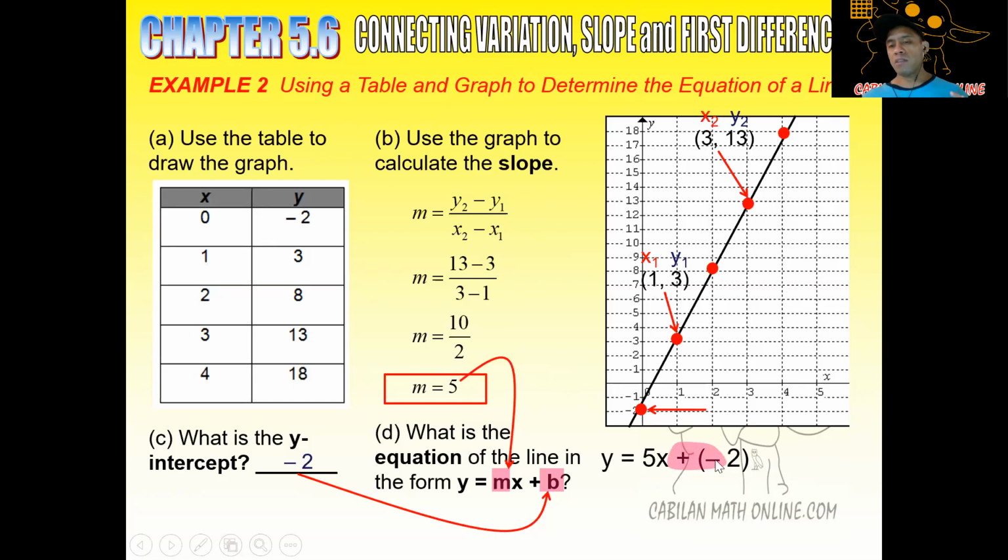Whenever you have a positive and negative, remember the rules of integers tell us that when you have a positive and a negative side by side, that changes itself to a negative. So your final answer for the equation of this line will be 5x minus 2.